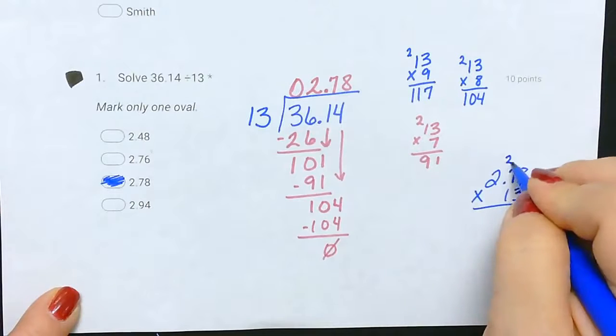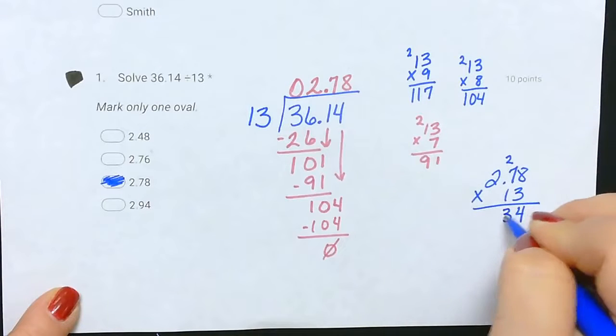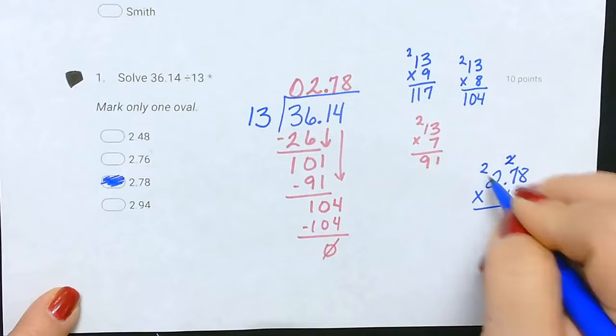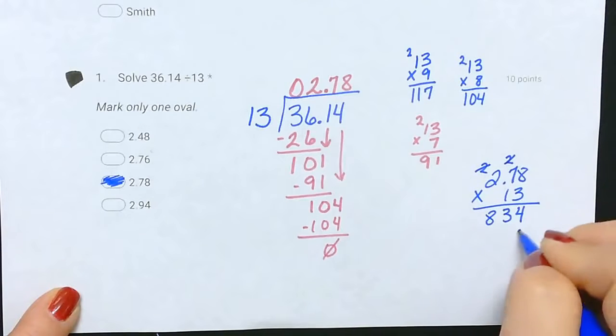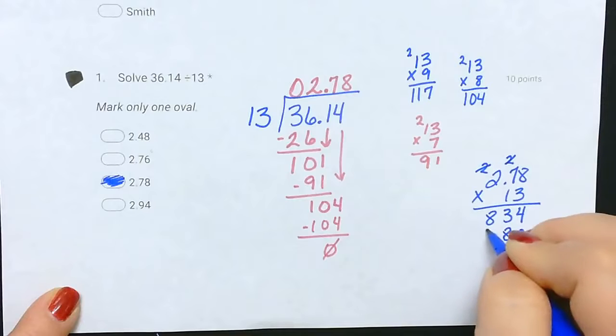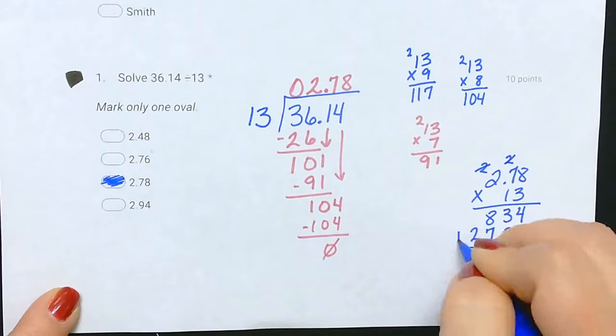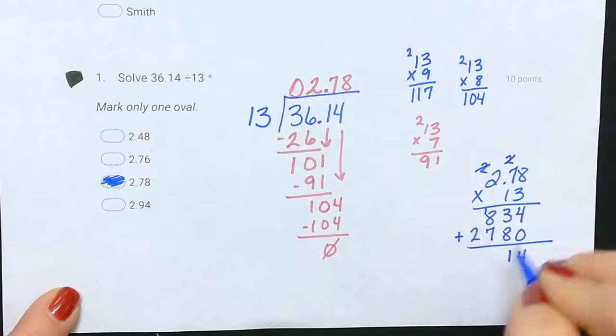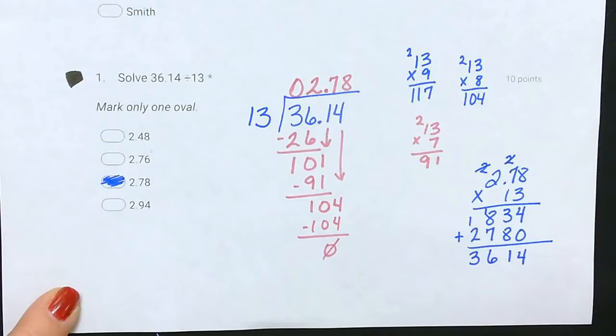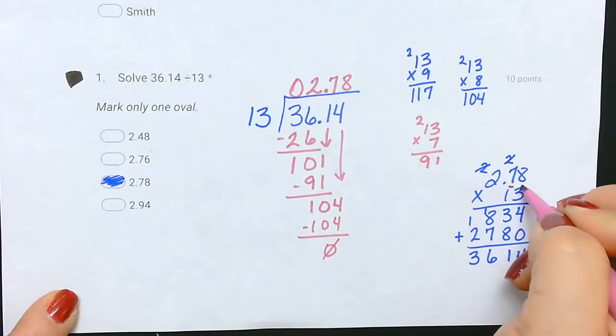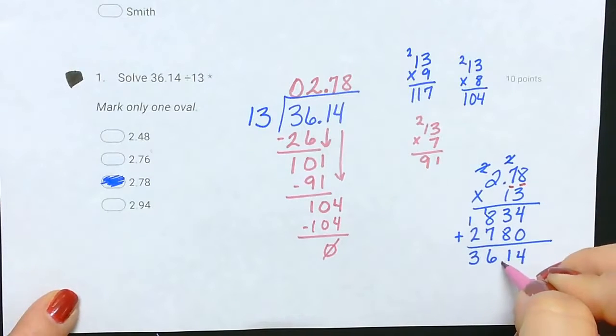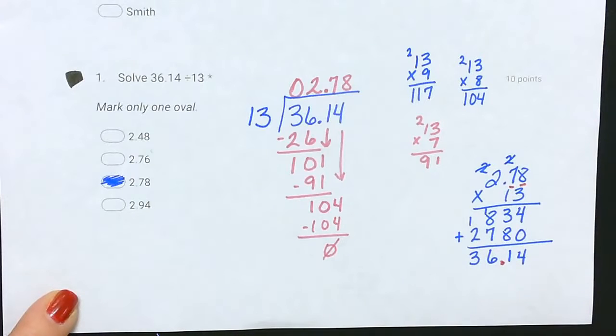That's 24. 21 plus 2. 6 plus 2 more is an 8. Drop down a 0. That's 8, 7, and 2. When I add it back up, I get a number that looks like 3,614, but I got to go back up and notice that this number has 2 decimal places, so should my answer. So now that I've checked my work, I can see that 2.78 is the answer to 36 and 14/100ths divided by 13.